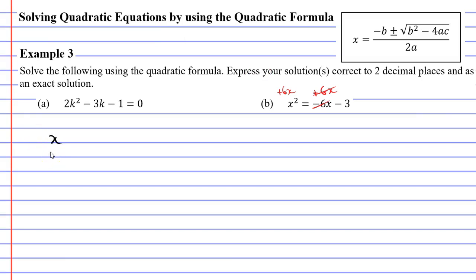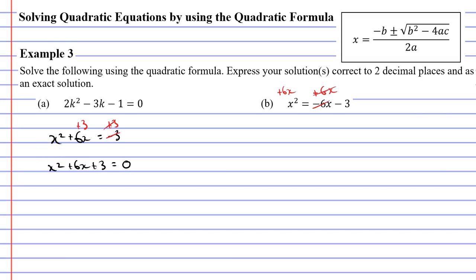So I need lots of space. I'll start way on the left hand side here. X squared plus 6x. I also have negative 3 on the right hand side. So this will equal negative 3. Now I want it to equal 0, so I'm going to add 3 on both sides like so. And then I have x squared plus 6x plus 3 equals 0.